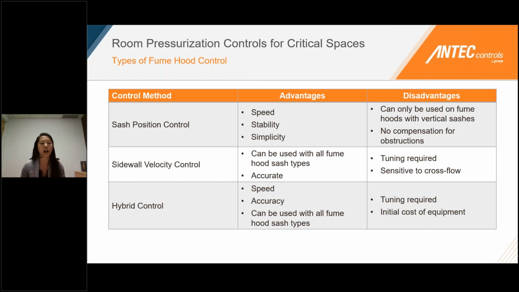And then lastly, we have hybrid control, where it uses the speed of sash. It's accurate by using the sidewall sensor, and it can also be used with all fume hood types. And again, because it's closed loop control, it does require tuning, and the initial cost of equipment, like I mentioned, is a little bit higher because you're purchasing both the sash position sensor and the sidewall velocity sensor, instead of just either or.